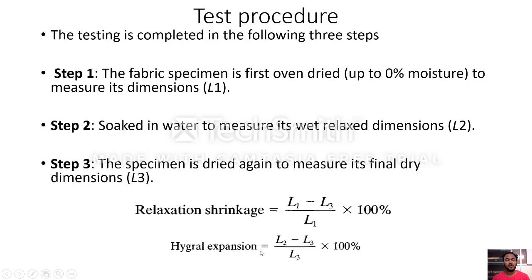Next parameter which you calculate from the test procedure is hygral expansion. For hygral expansion, you do not use L1, you take the difference between L2 and L3. That is, after you soak it in water, whatever measurements you recorded, that is L2, and after you dry it, you measure the final dry dimension, which is L3. So L2 minus L3 by L3 into 100. That is the hygral expansion. How much swelling or de-swelling has taken place, that you will measure. That is the hygral expansion.